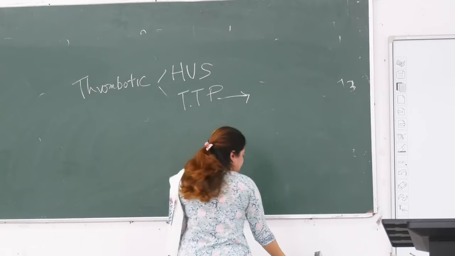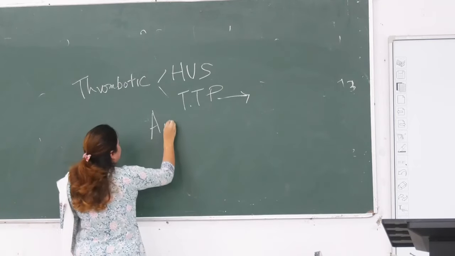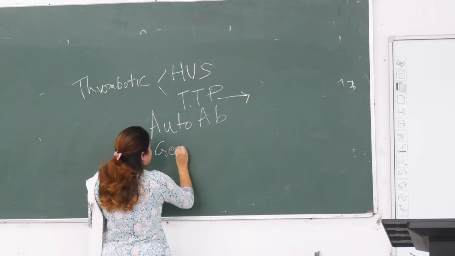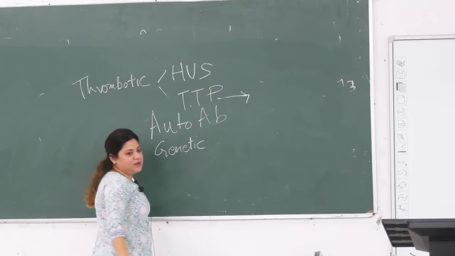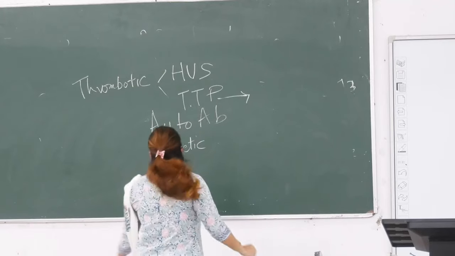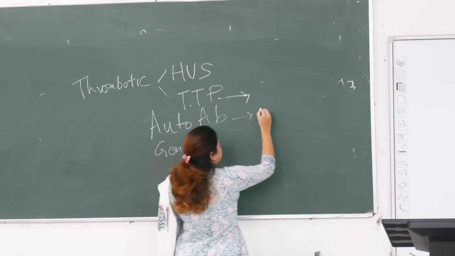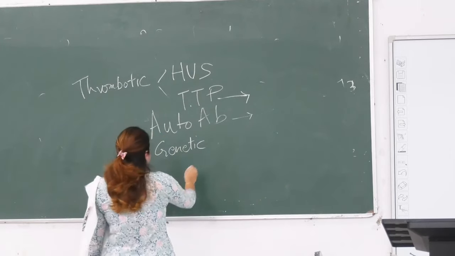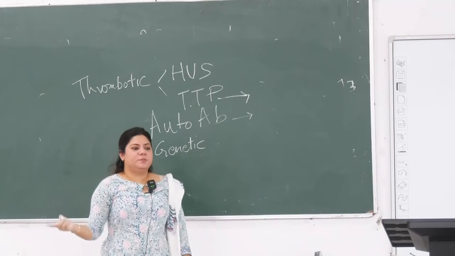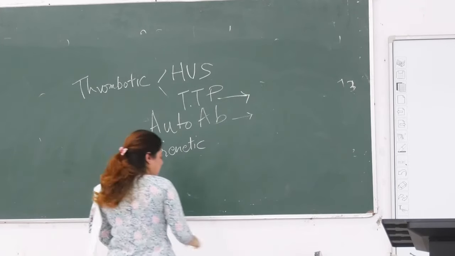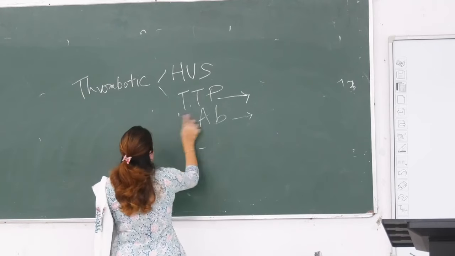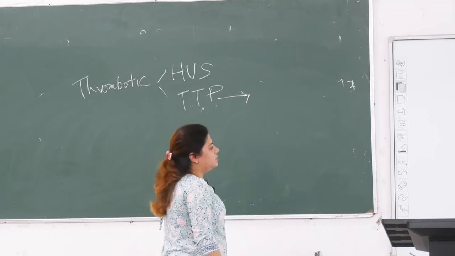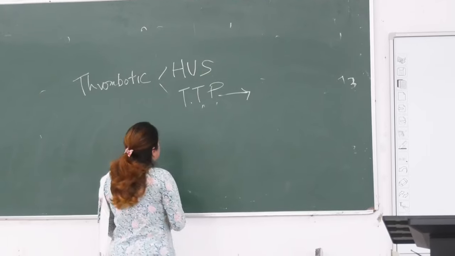Now, yes, there can be autoantibodies against ADAMTS13, or there can be a mutation in ADAMTS13. Both can lead to TTP. If there are autoantibodies, the patient presents suddenly and maybe once in a lifetime. But if it is genetic, multiple episodes of TTP will be there. Right? So the pathology.